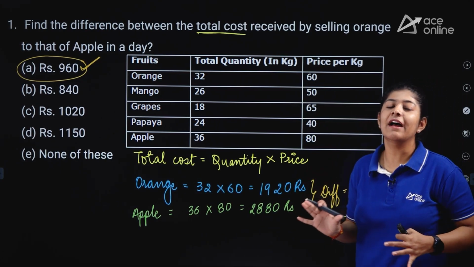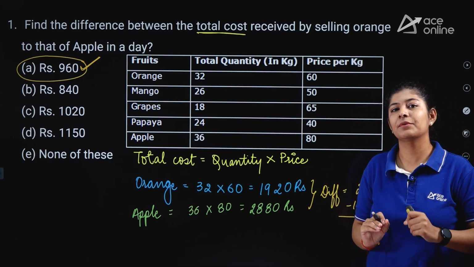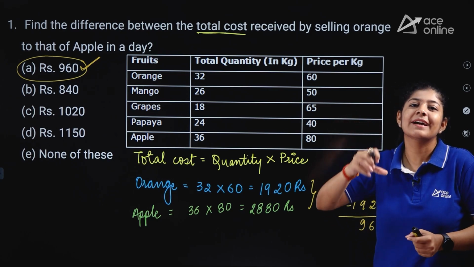So whenever we are having questions based on DI, the only thing that we have to do is just to pick the correct value.